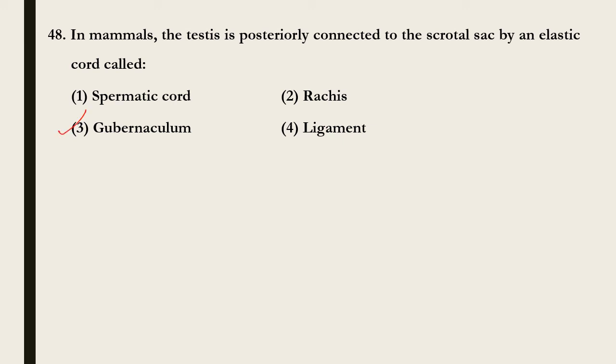The spermatic cord is also present with the testis, and it connects the testis to the dorsal body wall of the abdominal cavity. The gubernaculum is what connects it to the scrotal sac. So the correct answer is option 3.